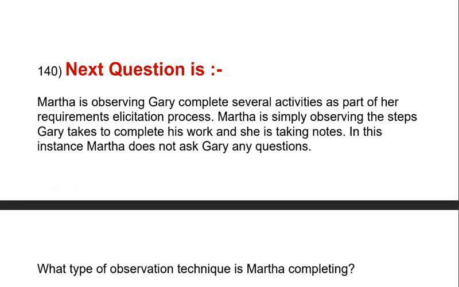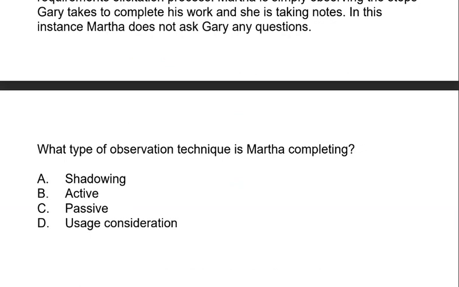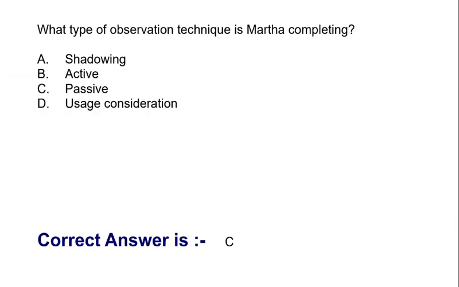Question is, Martha is observing Gary complete several activities as part of her requirements elicitation process. Martha is simply observing the steps Gary takes to complete his work and she is taking notes. In this instance, Martha does not ask Gary any questions. What type of observation technique is Martha completing? Option A, shadowing. Option B, active. Option C, passive. Option D, uses consideration. Correct answer is option C.